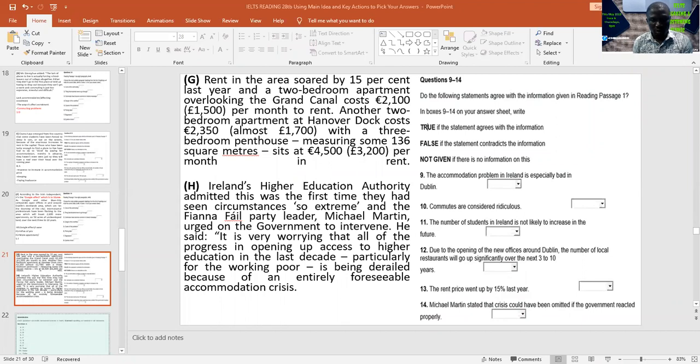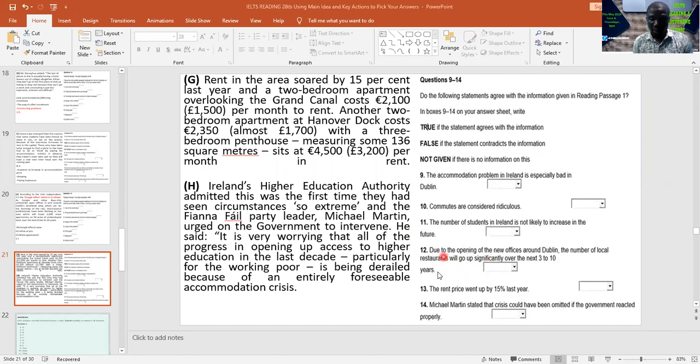The person who sent 14, please, 14 is not a matching task question, it is a true, false, not given. So you need to revisit your answers. And before going to the next part, actually 12, due to opening of new offices around Dublin, the number of local restaurants, there was no mention of 12 at all in all we have gone through.